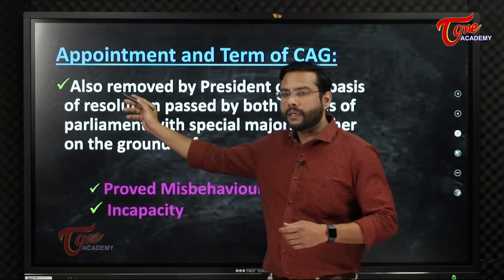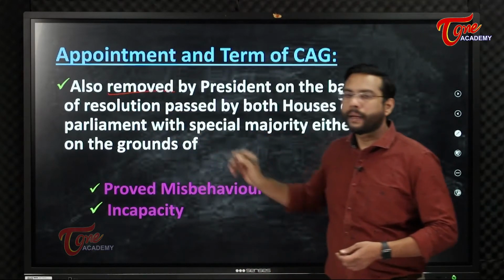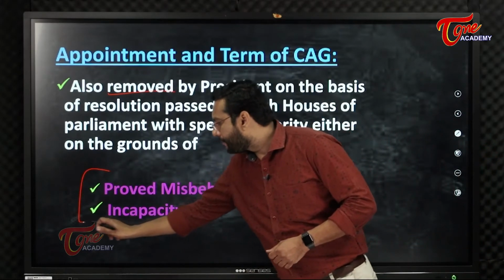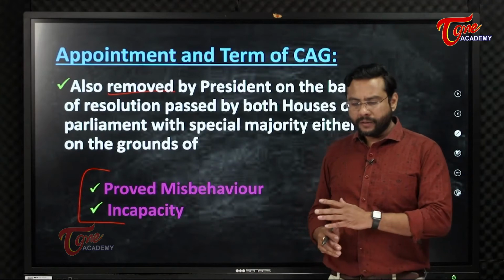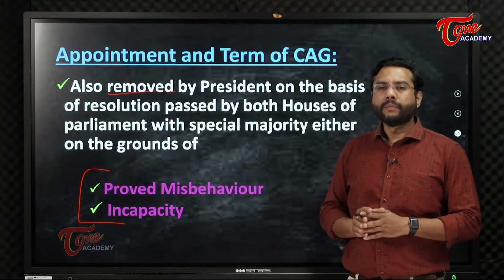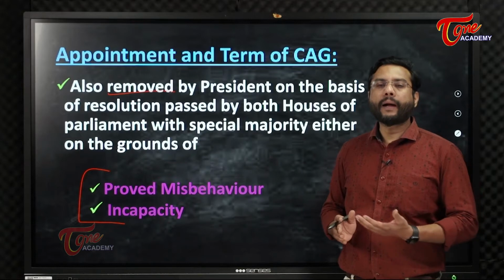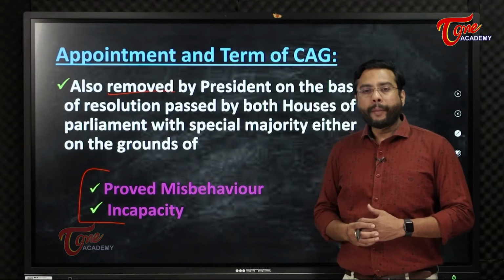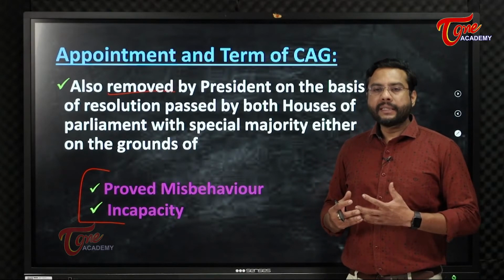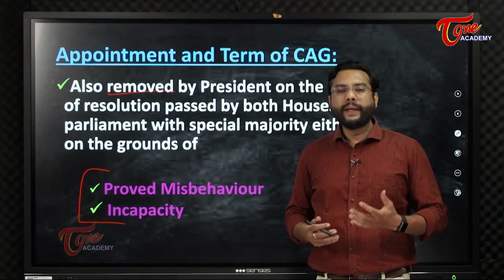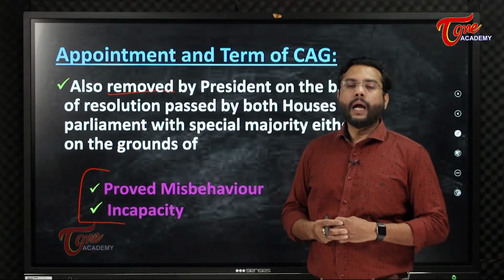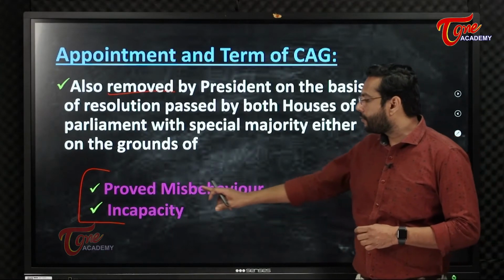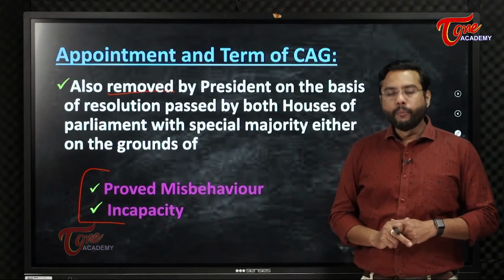As we said, one is resigning and the other is removal. Removal is based on these two aspects, that is proved misbehavior. Proved misbehavior is a very big term. Here he may be involved in some acts of corruption or favoritism or nepotism, or maybe incapacity, in the sense the CAG may not be doing his work properly up to the expectations of the Government of India. So on the basis of these two things, he can be removed by the process.